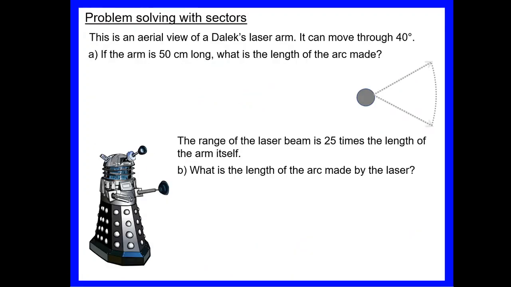Okay, finally then, our problem solving with sectors. So we've got the aerial view of a Dalek's laser arm, and it can move through a 40-degree angle. So if the arm is 50 centimetres long, what is the length of the arc made? And the range of the laser beam is 25 times the length of the arm itself. What is the length of the arc made by the laser? So again, you need to choose. You can pause the video, have a go yourself now, or you can wait and work through it with me.